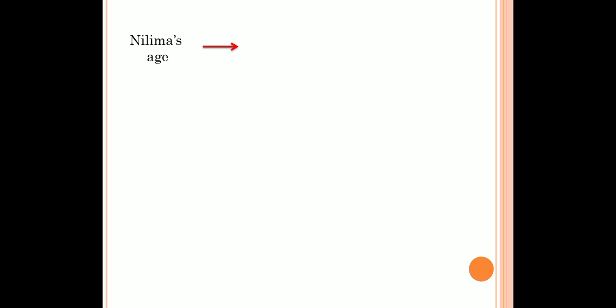Now Nilima's age is twice Ramesh's age. That is equal to 2 into 6. And that is 6 2s or 2 6s is 12 years. So that means twice Ramesh's age. Ramesh's age is 6 years. So that is how we have got 2 into 6 is equal to 12 years. So we have found out Nilima's age.